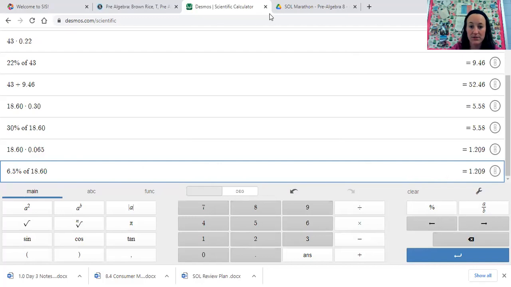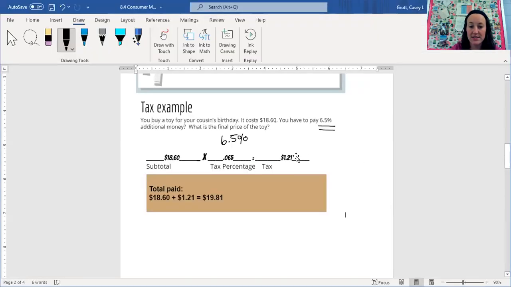So jumping back over, that's where this is coming from. So my total paid, this is how much I had to pay for it. We don't have the discount this time, but tax has to be added onto it. In total, this is what I ended up paying.